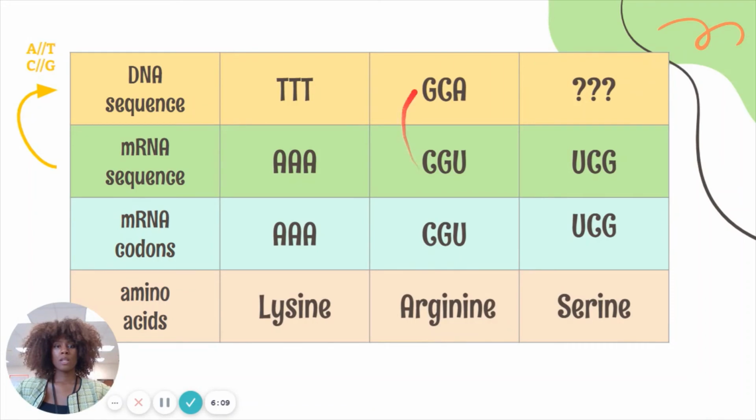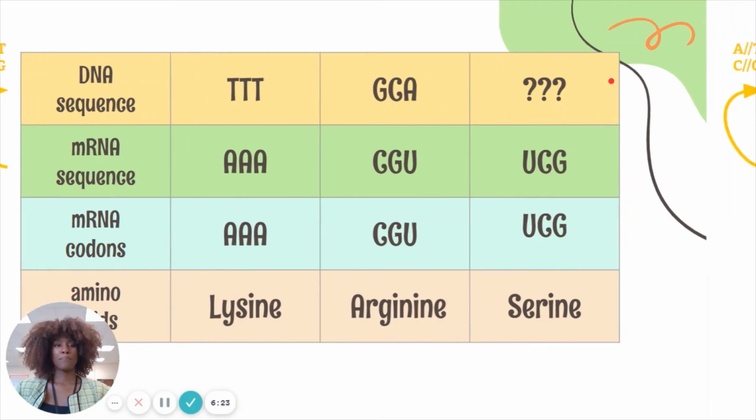Good job. G, C, A. How about this last one? U pairs up with A, C pairs up with G, G pairs up with C.